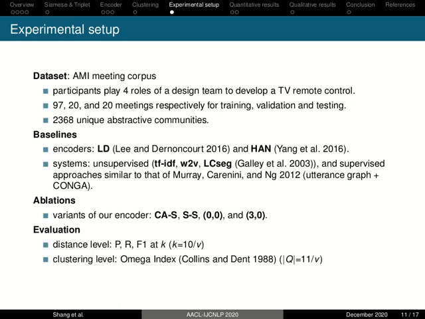We evaluate our clustering results using the omega index, a standard metric for comparing non-disjoint clustering, used in the ACD literature. Again, we use a fixed number of clusters equal to 11 and a variable one equal to v, supposing the number of clusters is known for each test meeting.